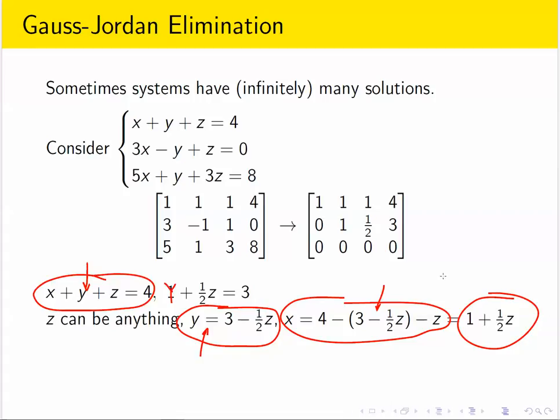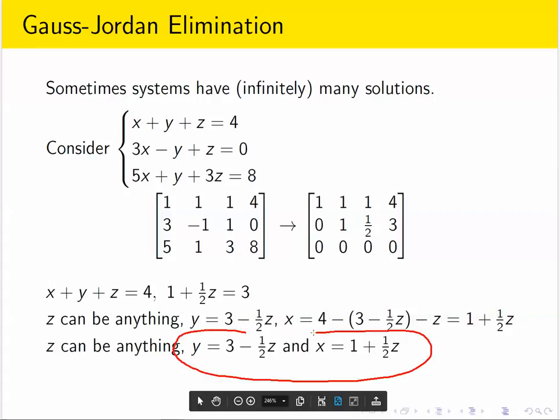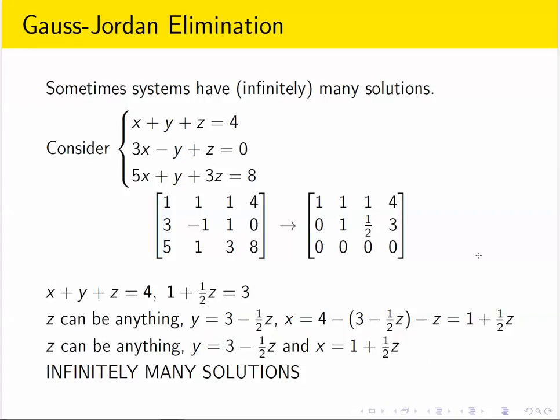And if you simplify all that, you get x equals 1 plus 1/2 z. So in summary, z can be anything, and if you pick a value of z and plug it into these two equations, you end up with a value of y and a value of x, and together the z you started with and the corresponding values of y and x are a solution. Since z can be anything, there are infinitely many solutions.